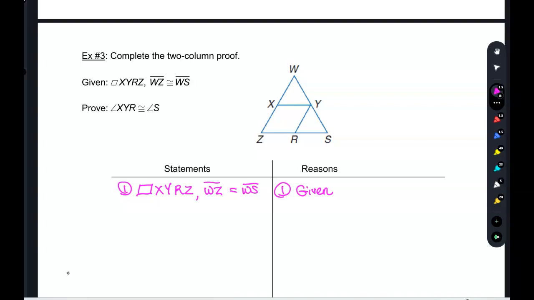Okay, so let's see. What do we need to do here? Okay, so XYRZ. So that is a parallelogram. Do we see it?